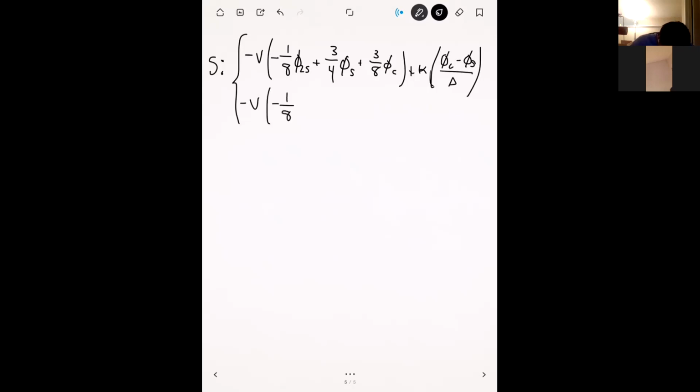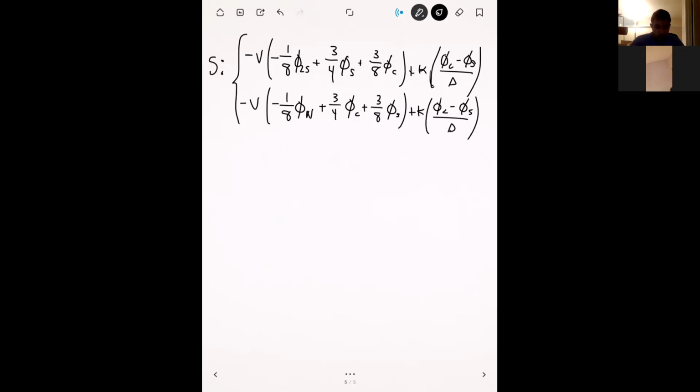The second version is going to be a minus v times minus 1/8. This time we go the other direction, so instead of adding a neighbor to the south, we add a neighbor to the north. So we have a minus 1/8 phi north plus 3/4 phi sub c plus 3/8 phi sub s, plus k times (phi sub c minus phi sub s), all divided by delta.